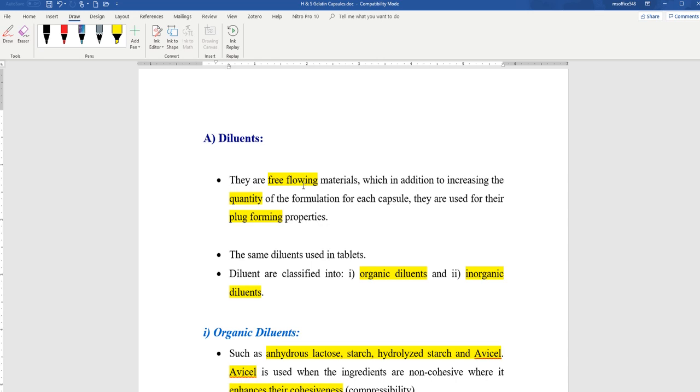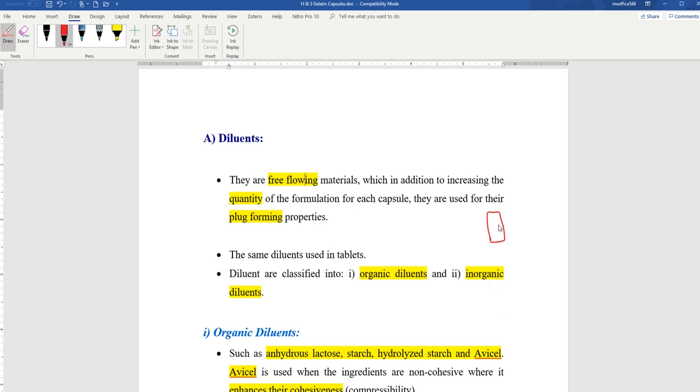but mainly they are used for plug forming, and that is mainly in industry, because the way the material is filled is first by forming a plug. Now what is a plug? A plug is something cylindrical. I will draw it for you. Something cylindrical like this. This is a plug, meaning compressed material.